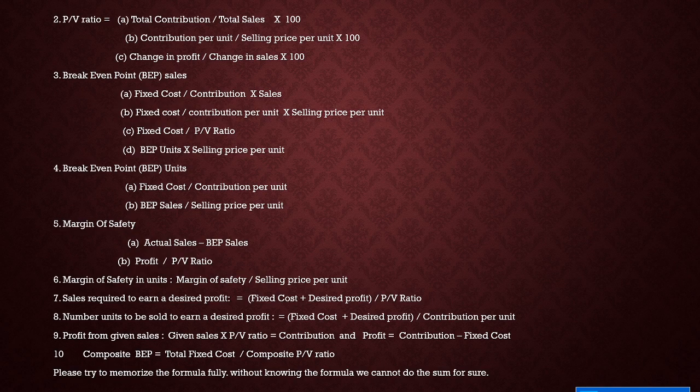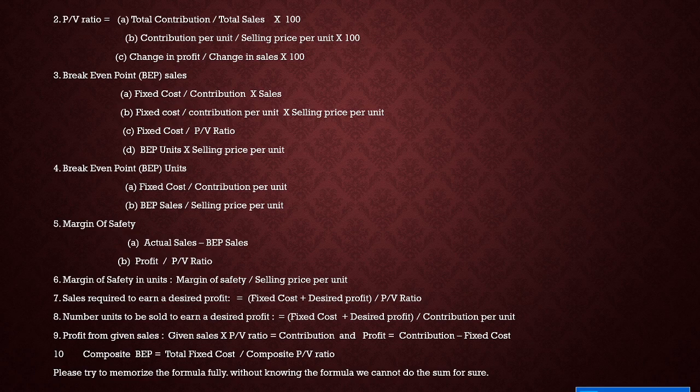Then profit from given sales. If I want to find the profit for a particular given sale, for example, if I'm going to sell 10 lakh rupees, what will be my profit? So if I want to determine the profit beforehand, I can use this formula. That is the profit from the given sales. Which means the company has not yet arrived at the sales, but they want to predict what their profit would be if the company is going to increase the sales to 10 lakh. Now they may be working at 5 lakh rupees sales.